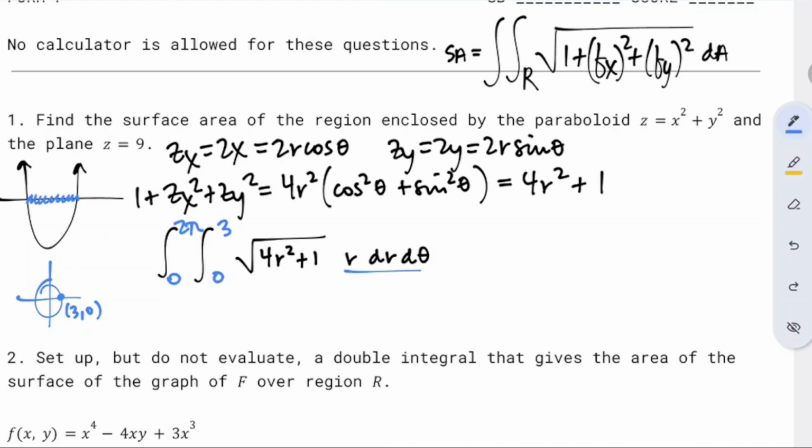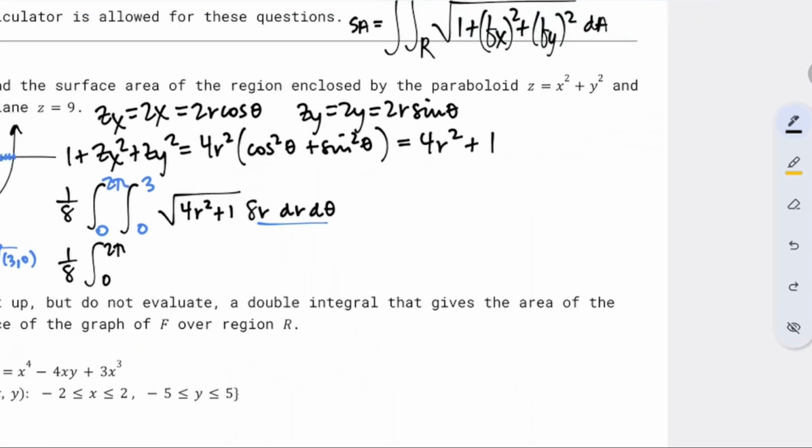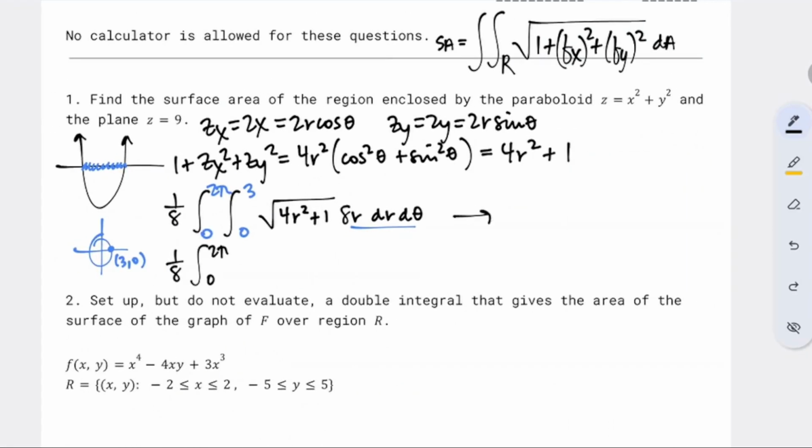We can do a u substitution. In this video, I have not been doing u substitutions. I've just been kind of going for it with the chain rule, and so I'm going to keep doing that. I want 8r. This antiderivative would be, I'm going to still have the 1/8 and an integral from 0 to 2 pi. I'll just save that for later. The antiderivative is going to be 2/3 of 4r squared plus 1 to the 3 halves. Yes, that does work from 0 to 3.